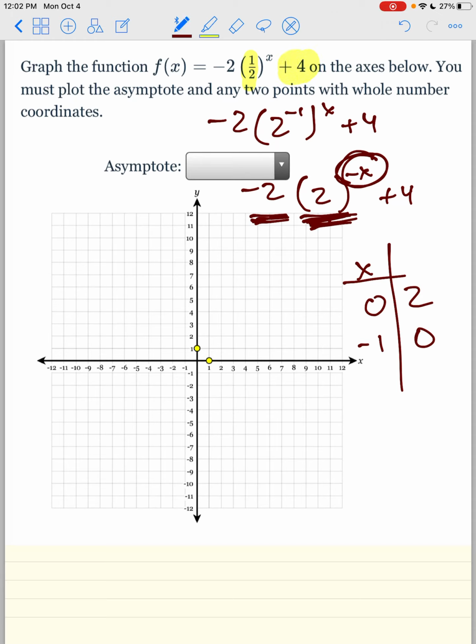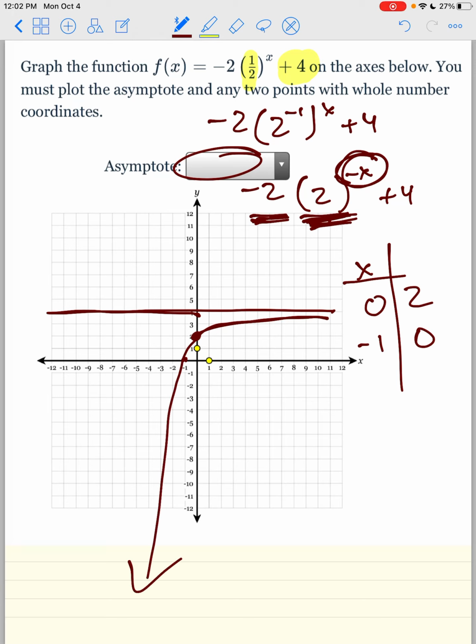So you go here. You click this, you hit horizontal, you drag the line up, (0, 2), (-1, 0). Okay, it looks like it's going to get closer and closer to there. And you just hit graph. So I hope that was helpful.